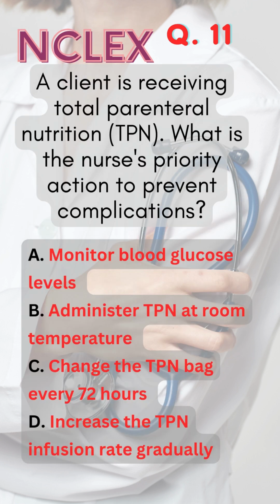Question: a client is receiving total parenteral nutrition, TPN. What is the nurse's priority action to prevent complications? A. Monitor blood glucose levels. B. Administer TPN at room temperature. C. Change the TPN bag every 72 hours. D. Increase the TPN infusion rate gradually.